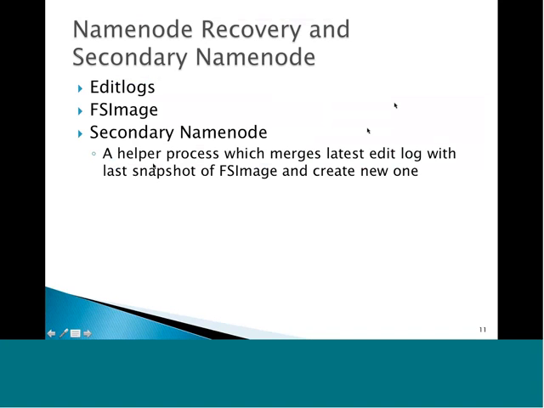So this is what I put here. It's a helper process which merges the latest edit log with the last snapshot FS image and creates a new one. That's it. There is nothing else it will do. Yeah, you might be feeling that we are wasting one server just to do that work. But we are talking about commodity hardware, which ranges between $5,000 to $15,000. When compared to enterprise hardware, it is not very expensive. And the resources that are required by secondary name node will be the same as your name node.